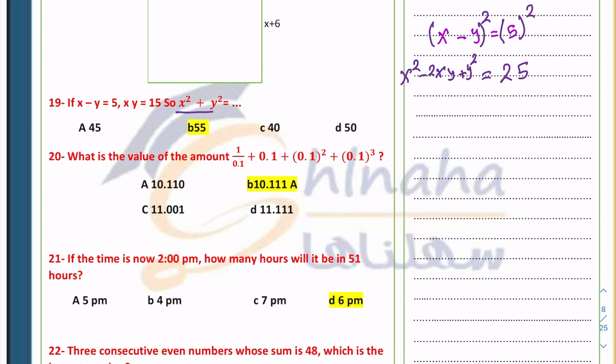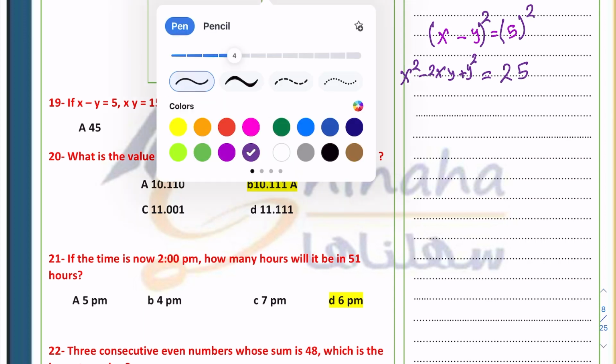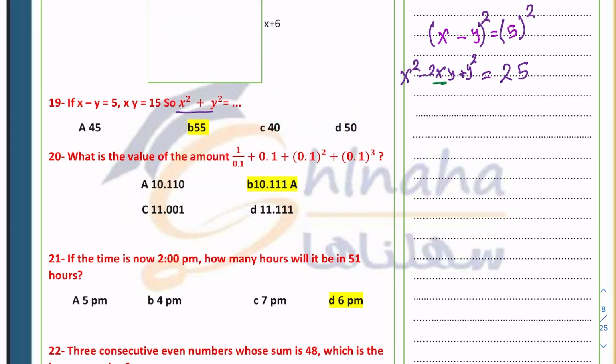Okay. Now I can change xy by what? By 15. Do you see? So I can write here negative 2 times 15. And I have x squared plus y squared. No problem about the order. 2 times 15 is 30. Negative 30. I will move it to the other side. It will be positive 30, which is 55.